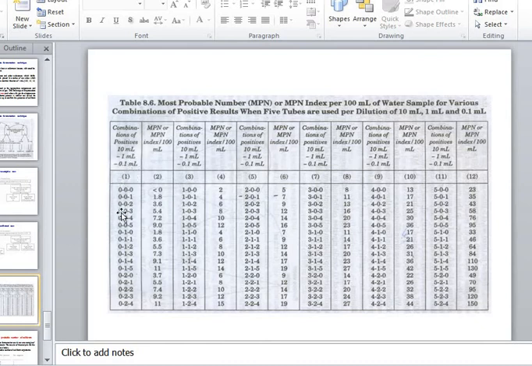So in this combination, if we take 1 0 0 as your positive tubes, then the corresponding MPN will be 2 per 100 ml. Means in 100 ml, 2 pathogenic microorganisms may be there. Similarly, if it is 2 0 0, it is 5. Now come down here. If it is 2 4 4, it is 19. If it is 4 4 4, it is 44. So as you can see, as the number of positive tubes increases, the MPN also increases. And here, if it is 5 2 4, meaning out of 5 all 5 are positive at 10 ml, out of 1 ml 2 are positive, and out of 0.1 ml 4 are positive, then it is 150.